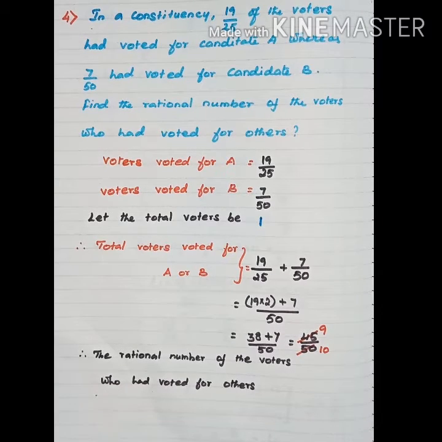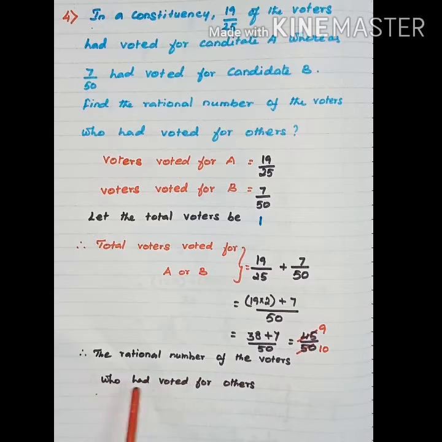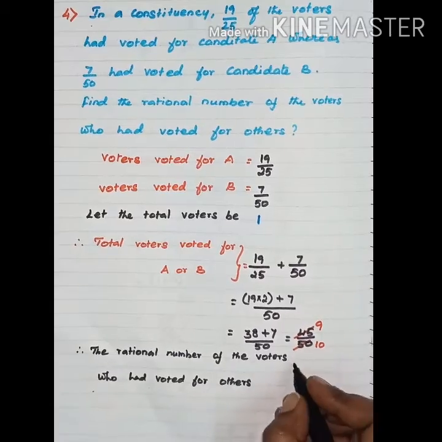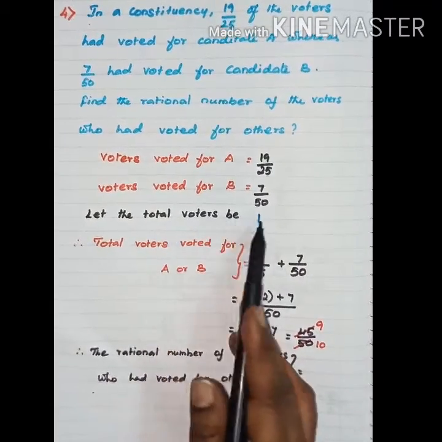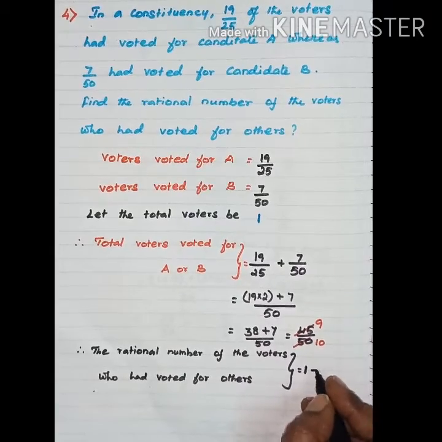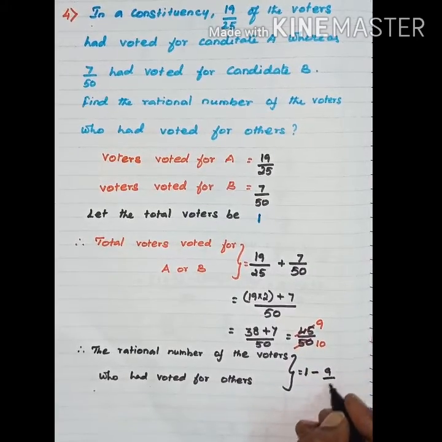Therefore, the rational number of the voters who had voted for others is equal to total voters minus 9 by 10.